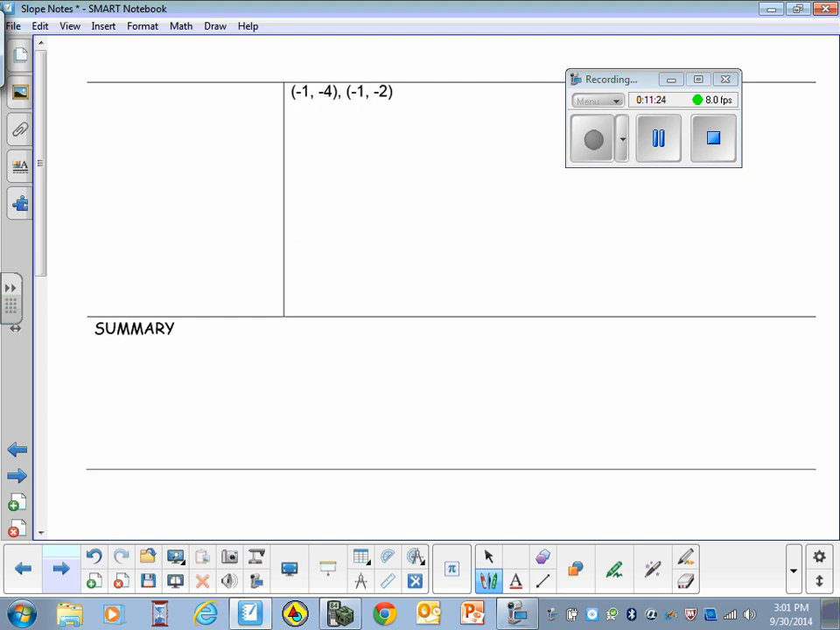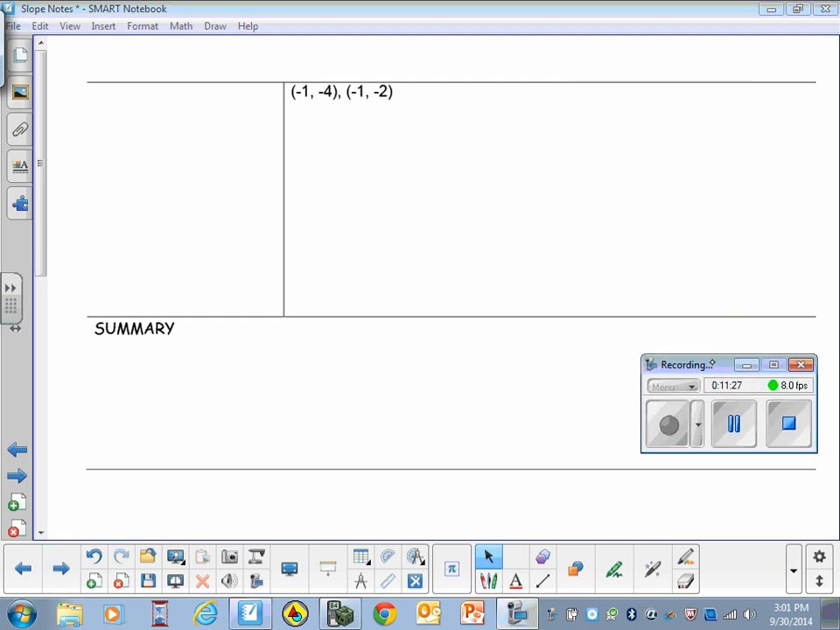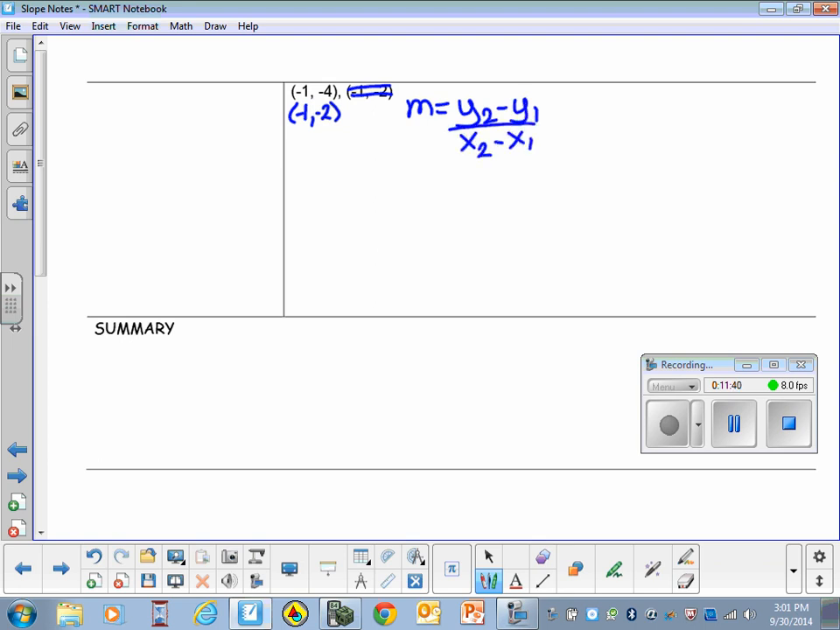Last example for today. Okay, I'm going to rewrite these ordered pairs top to bottom. And I'm going to write my slope formula. M equals y2 minus y1 over x2 minus x1. Now, I'm going to circle my y's. -4 minus -2 divided by -1 minus -1. Well, let's see. -4 plus 2 is -2. And -1 minus 1 is 0.